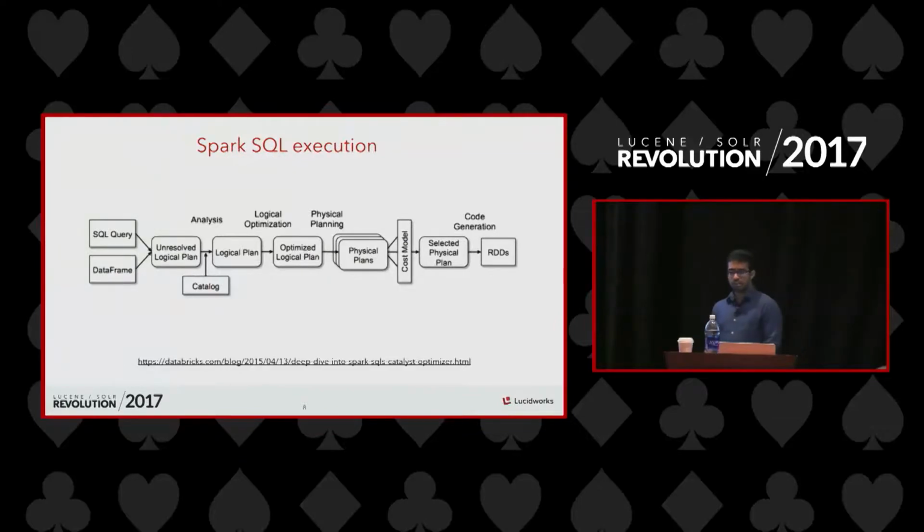Now, how this SQL engine works is it works in four phases. The first phase is it gets the SQL query, and then it has an unresolved logical plan. From this logical plan, it resolves the references. Once it gets the references, it will optimize the logical plan. Once optimized, it will develop many physical plans. And based on the cost model, the cost-based optimizer, it will select one physical plan to execute.